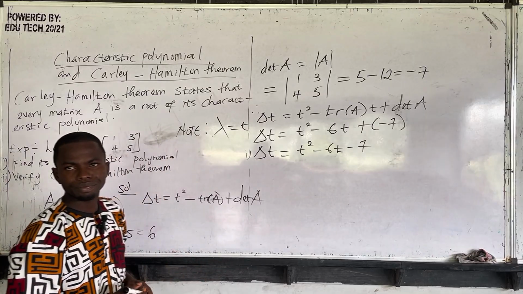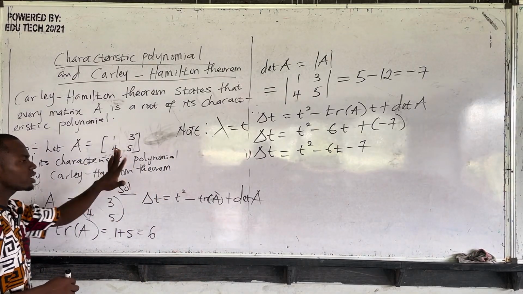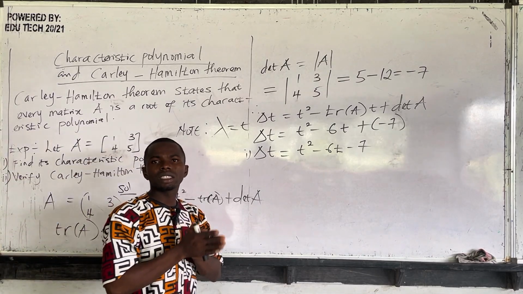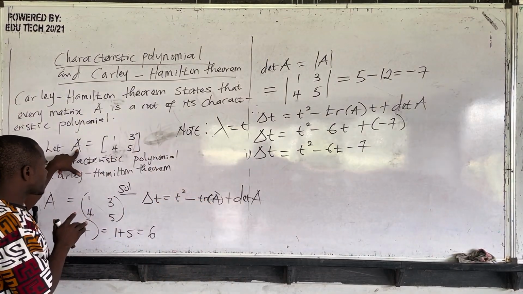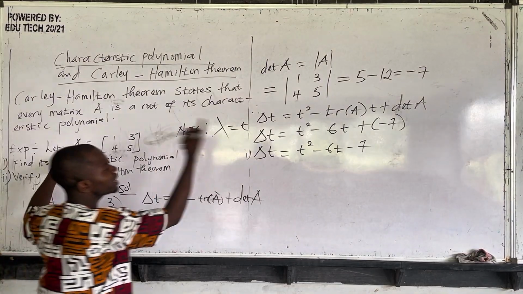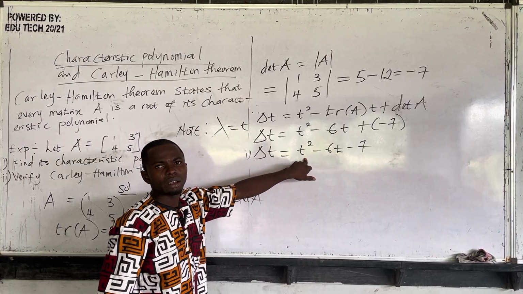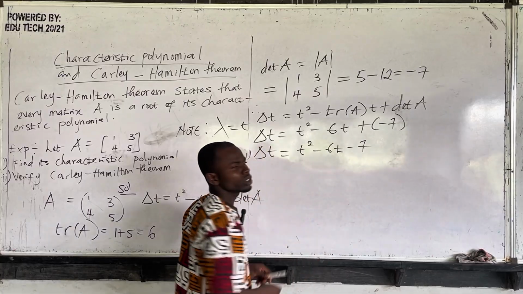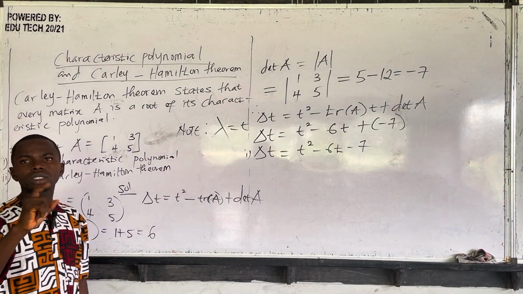That was question one. Now question two says verify the Cayley-Hamilton theorem. According to the theorem, every matrix A is a root of its characteristic polynomial, which means this matrix A is a root. What is the meaning? It means that if I represent this t as my matrix A and slot it into the characteristic polynomial, it will give me 0, because it is a root. And every root, when slotted into a function, gives 0.